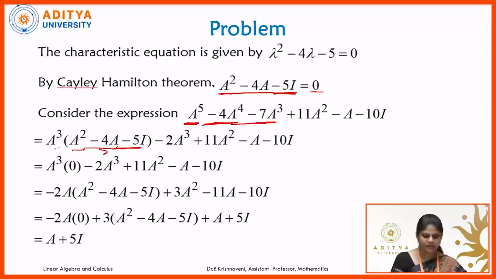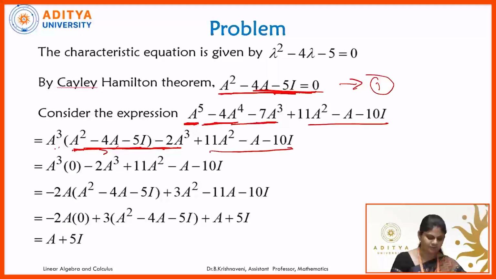But here it is minus 7A cube in the previous expression, so we did minus 2A cube. The remaining terms are written as they are: 11A square minus A minus 10I. Let us take this as equation number 1. The value of A cube into (A square minus 4A minus 5I) is 0. So substitute here and write the remaining terms: minus 2A cube plus 11A square minus A minus 10I.